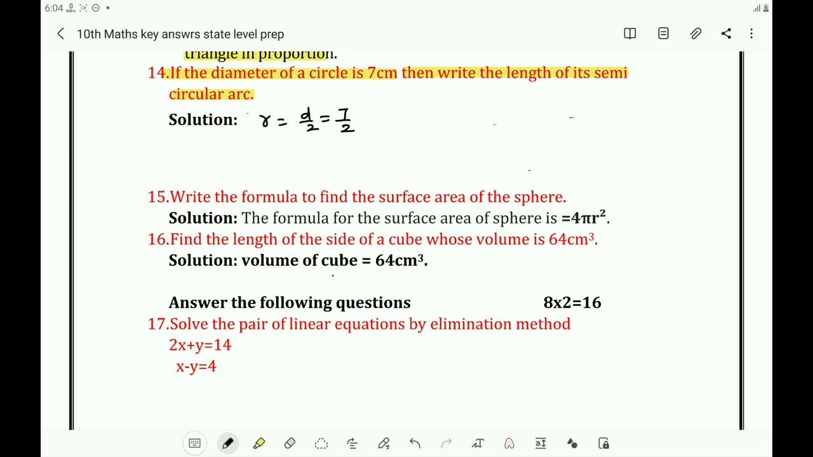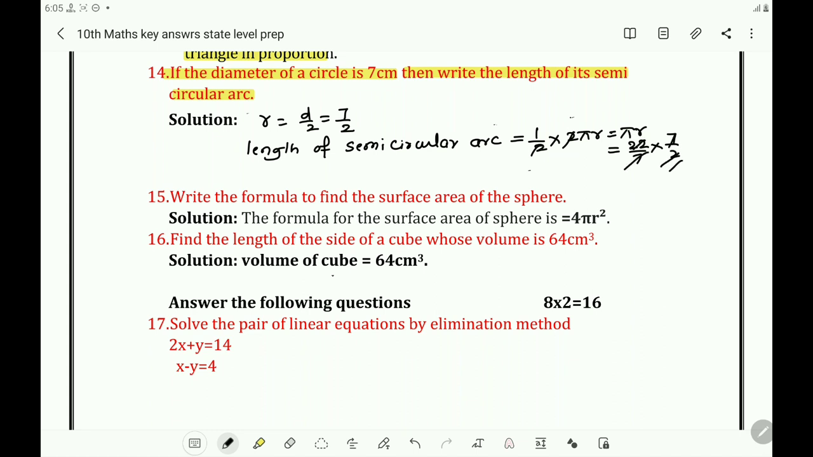The length of the circle, you know, that is 2 pi r. Semicircle means pi r. So you write length of semicircular arc equals half of the circle, half into 2 pi r, and 2 cancels, which is pi r. Pi is 22/7 and r is 7/2. 7 cancels, 2 ones are 2, 2 elevens are 22, so it is 11 centimeter.